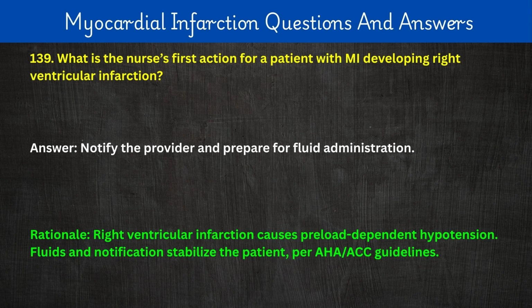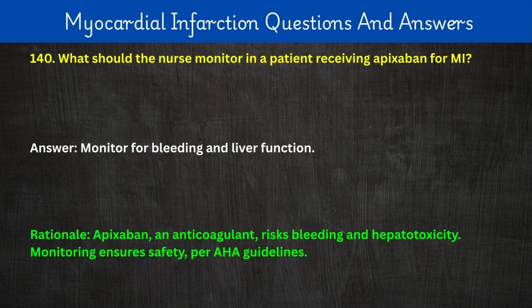139. What is the nurse's first action for a patient with MI developing right ventricular infarction? Answer: notify the provider and prepare for fluid administration. Rationale: right ventricular infarction causes preload-dependent hypotension. Fluids and notifications stabilize the patient, per AHA/ACC guidelines. 140. What should the nurse monitor in a patient receiving apixaban for MI?